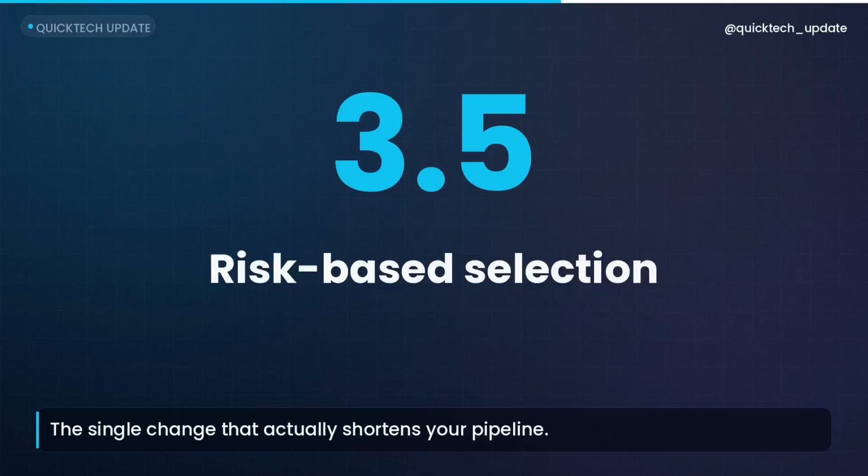Deep Dive 5: Risk-Based Selection. The single change that actually shortens your pipeline.